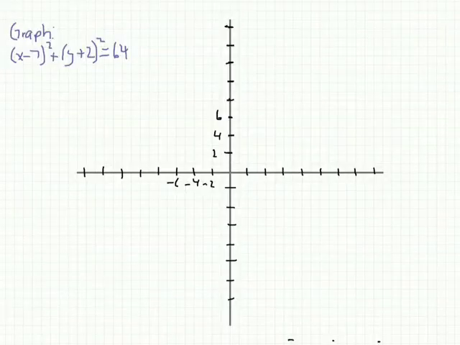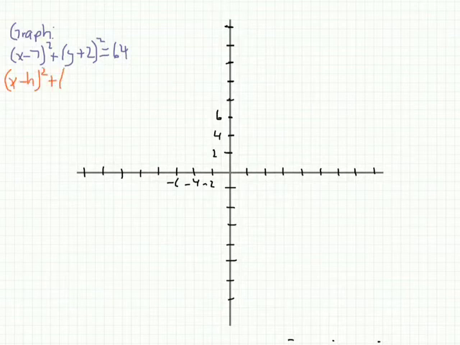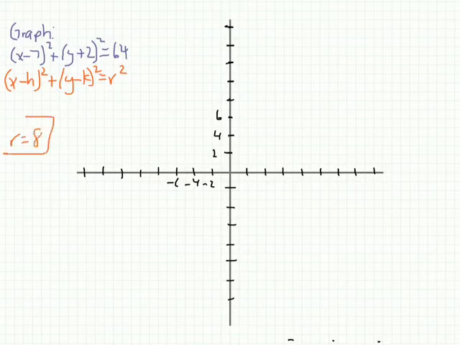In this question, it says graph the circle. So our circle, in standard form, is x minus 7 squared plus y plus 2 squared equals 64. So let's just pick out a few things that we know. Let me write the standard form underneath: x minus h squared plus y minus k squared equals r squared. So if our radius squared equals 64, our radius is going to have the length of 8.